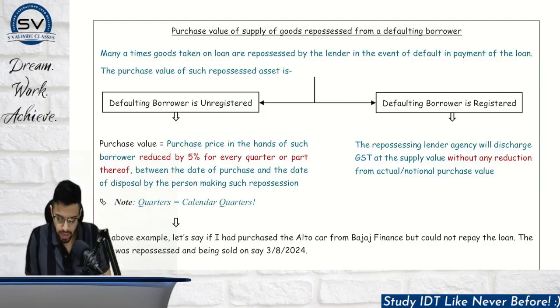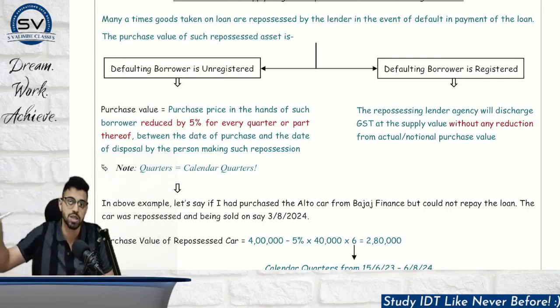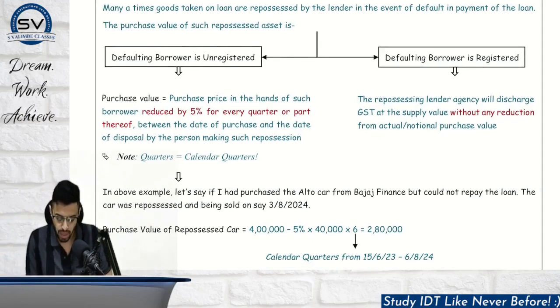Many a times goods taken on loan are repossessed by the lender in the event of default in payment of loan. For the purchase value of such repossessed asset, here also that person is not going to charge GST on the sale value, he is going to charge GST on the margin. Let's see how to calculate the purchase value of the repossessed asset.